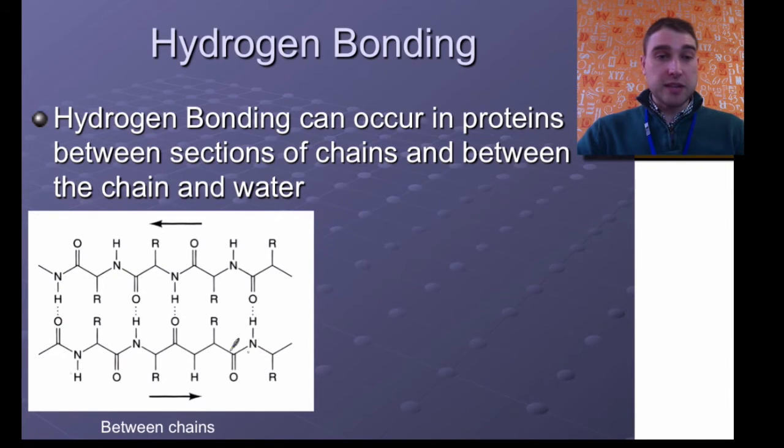So if we look at our example chain down here, we've got a nitrogen-hydrogen bond here and we have an oxygen on the other side. That's from an amide group over here, but we can still get hydrogen bonding between them. So that's what you're looking for when figuring out where the hydrogen bonding will occur between chains or between chains and water.